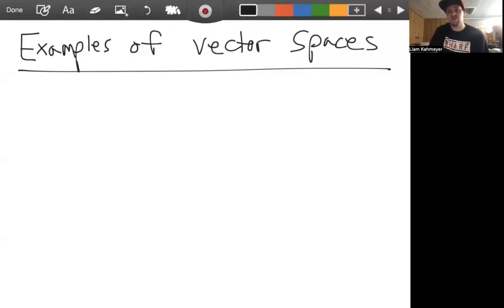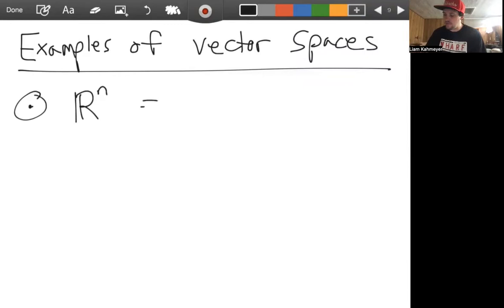Let's see what other kinds of vector spaces, or at least a few there are, besides just your standard Euclidean n-dimensional space with standard addition and scalar multiplication. And that's the first, or the 0th example here maybe, is Rn. And this comes with just your standard vector addition and scalar multiplication.